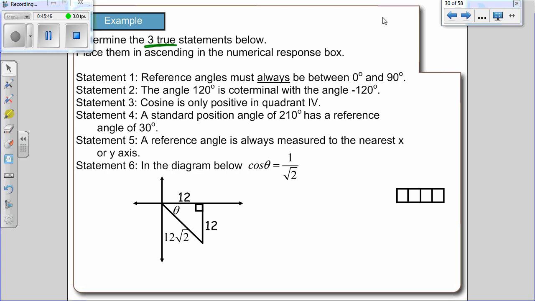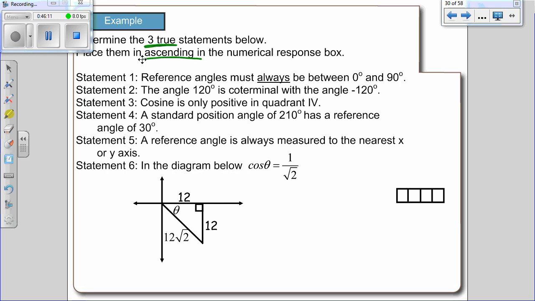Statement 1. Reference angles must always be between 0 and 90 degrees. That is true, right? A reference angle is always between the terminal arm and the closest x-axis, which means that it is always in between 0 and 90. Statement 1 is true. So that would be the first thing I put in my box.